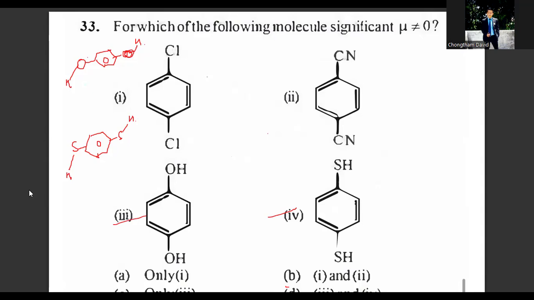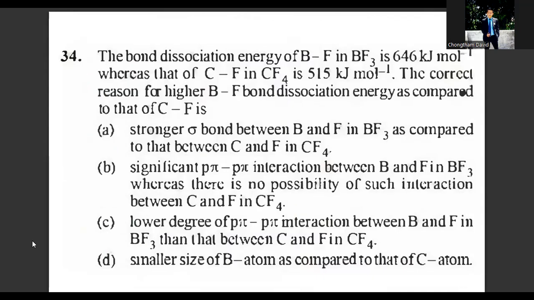Let's read the next question. The bond dissociation energy of BF in BF3 is 646, whereas in CF4 it is 515. The correct reason for higher boron fluorine bond dissociation energy as compared to carbon fluorine is the delocalized pi bonding. I can help you with the diagram.